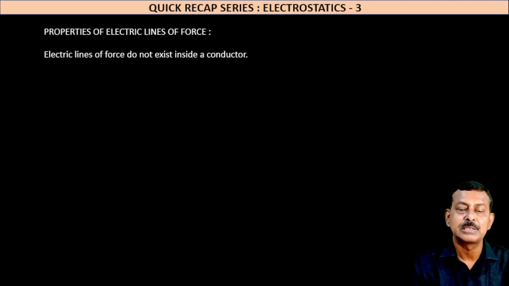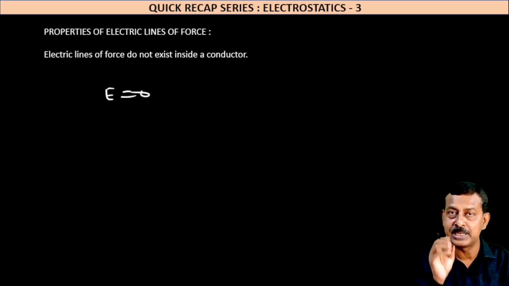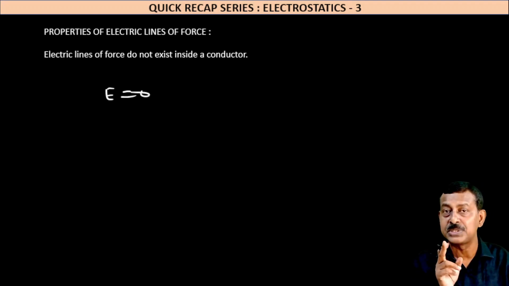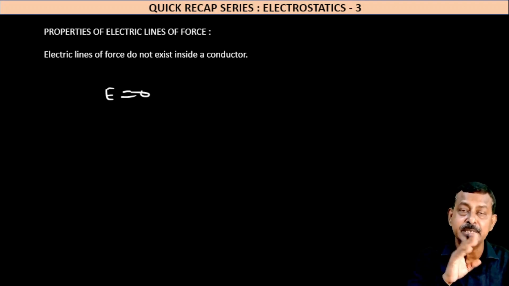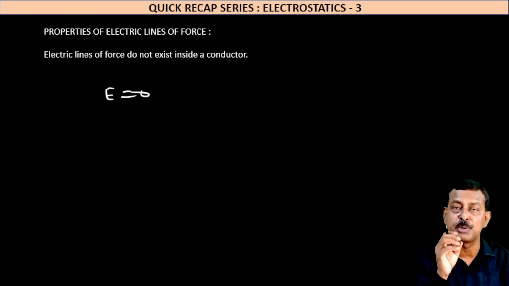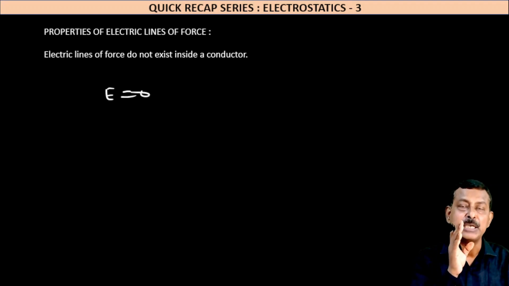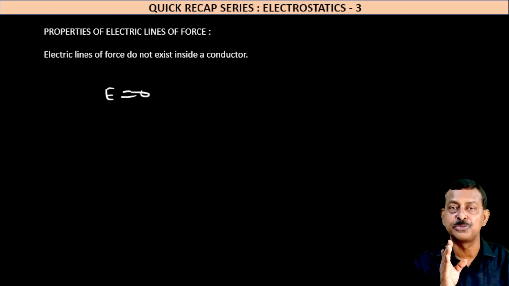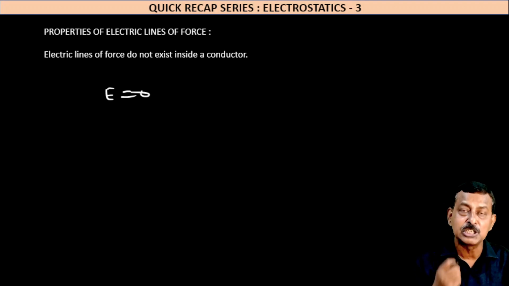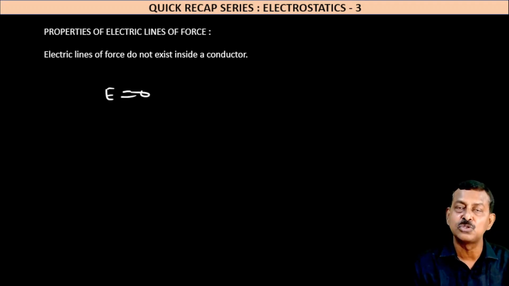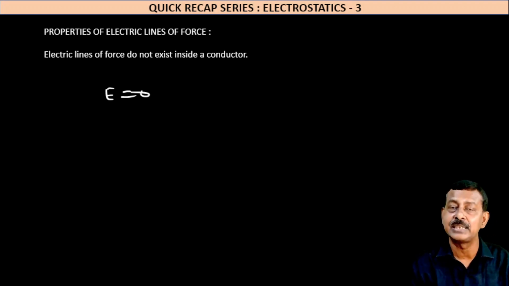Electric lines of forces do not exist inside a conductor. Now, inside a conductor, the electric field is zero. No electric field exists inside a conductor. And as we have said, for the electric lines of forces related with the electric field intensity, the number of electric lines of forces per unit area of cross section about a point is proportional to the magnitude of the electric field at that point. So if electric field is zero, obviously electric lines of forces will also be zero there. So that is why we can say that electric lines of forces do not exist inside a conductor.